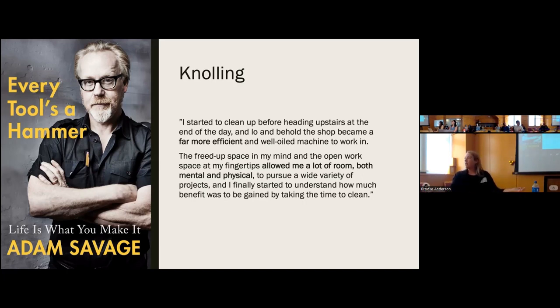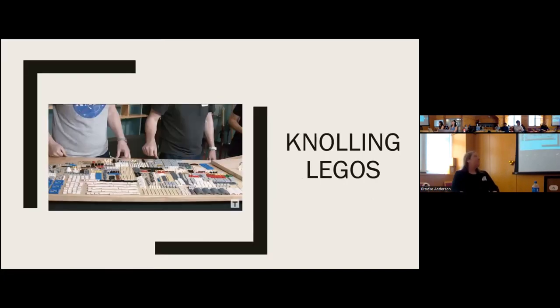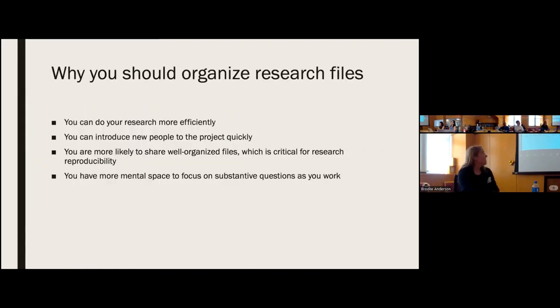But he talks in this book about how much this opened up space for him to be creative. He felt like he's doing things more efficiently, but he also felt like he had the mental space to think about the substantive part of the problem instead of thinking about where is this thing, where is that thing? It just created the efficiency. So here's an example. This has taken off a lot. I think people were already doing it, but in the Lego world, people will knoll their Legos before they start building, and then you can build much more efficiently. This is Adam Savage again.